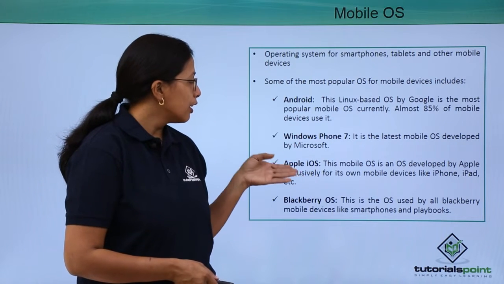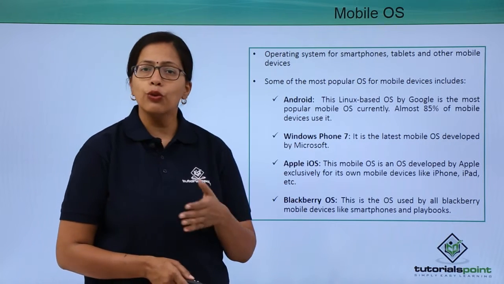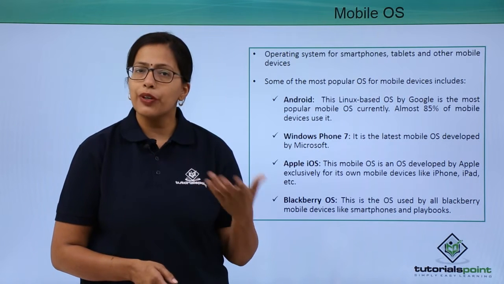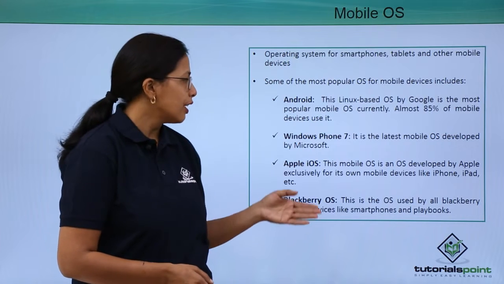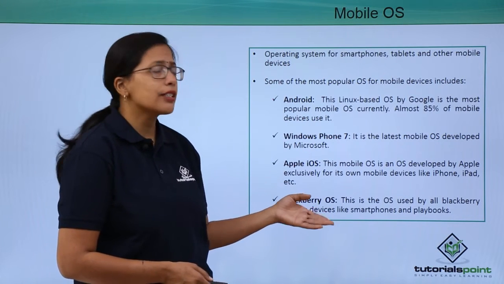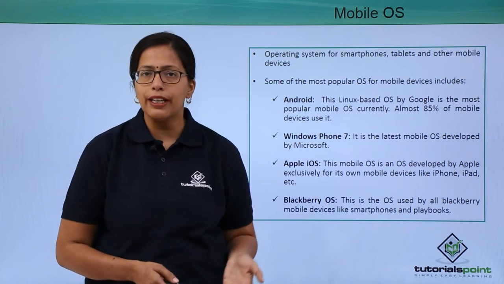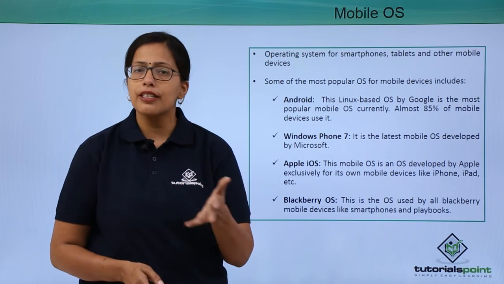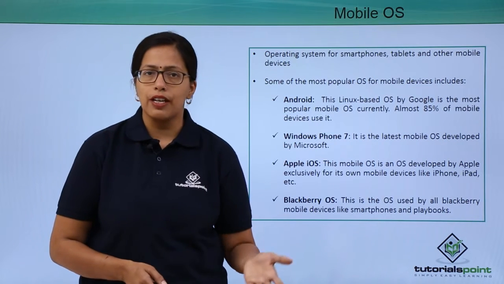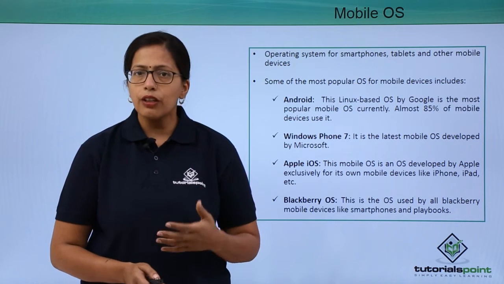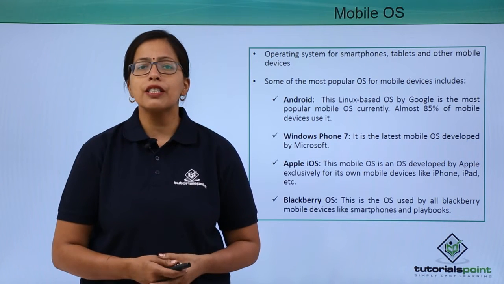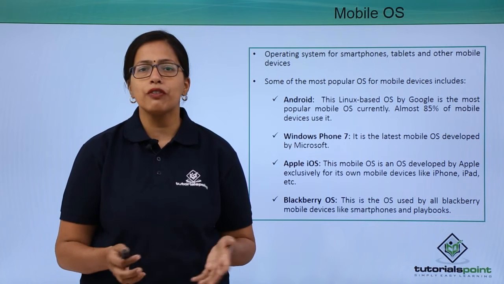Apple iOS. Apple has its own mobiles and a proprietary operating system called iOS for its own devices. Similarly, BlackBerry is a company that has its own mobile devices and operating systems for those devices, which are called the BlackBerry operating systems.